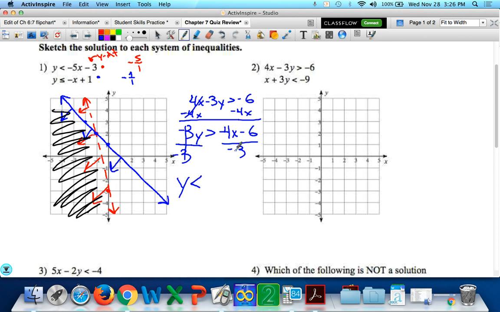-4 over -3, that doesn't simplify. It leaves us with just a 4/3 x. -6 divided by -3 is a +2. I go to graph this equation, start at 2. Go up 4, can't go up 4, so go down 1, 2, 3, 4, left 1, 2, 3. There's my line, right through these 2 points.